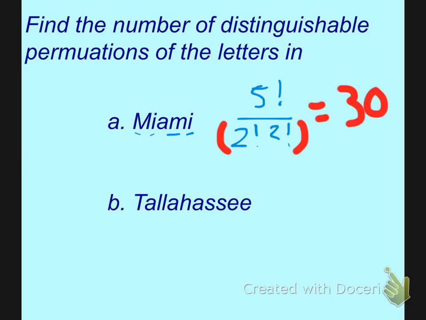So now with Tallahassee, we're going to look at all of our letters, and we have 4, 5, 6, 7, 8, 9, 10, 11 letters, so that means you've got 11 factorial. And we're going to divide it by the number of duplicates. Looks like 3 A's, so that's going to be a 3 factorial. You've got 2 L's, that's going to be a 2 factorial. You've got 2 S's, so that's going to be another 2 factorial, and then 2 E's, that's going to be another 2 factorial. And then 1 T and 1 H.